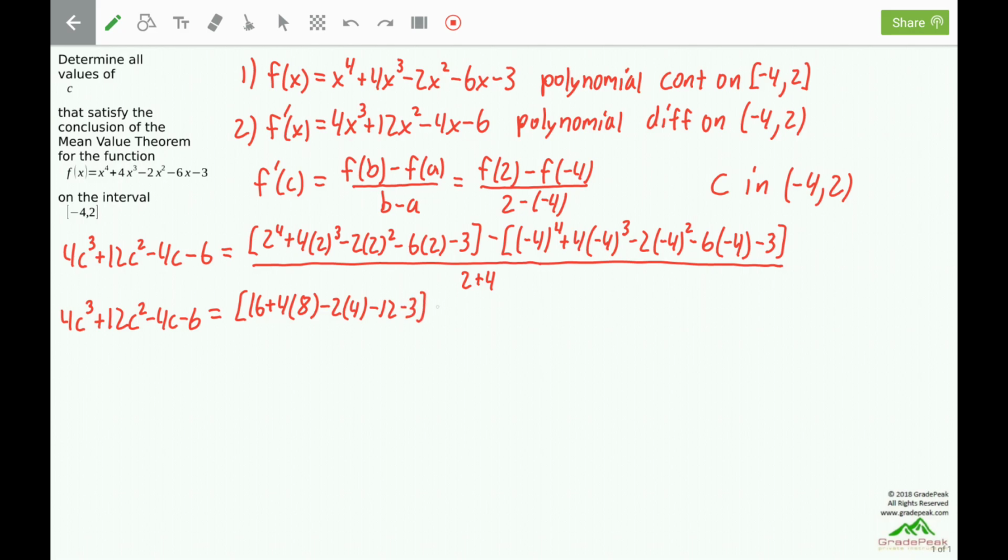and then minus 3, minus negative 4 to the 4th. Negative 4 times negative 4 is 16, times another negative 4 is negative 64, times another negative 4 is a positive 256, plus 4 times a negative 4 cubed, which is a negative 64, minus 2 times a negative 4 squared, which is a positive 16, minus 6 times a negative 4 is a positive 24, and then minus 3.